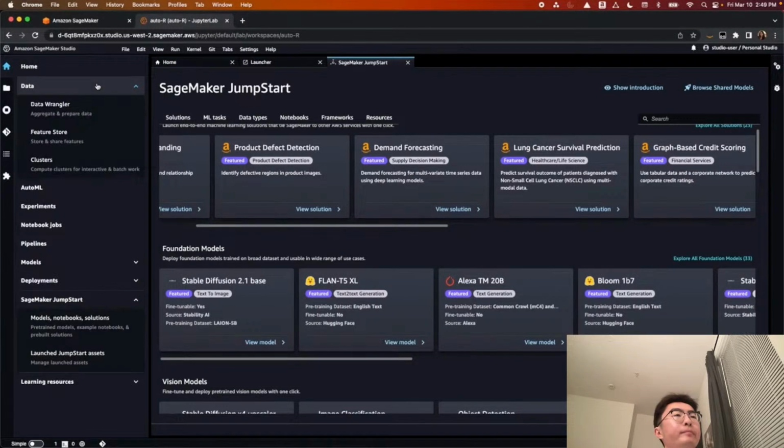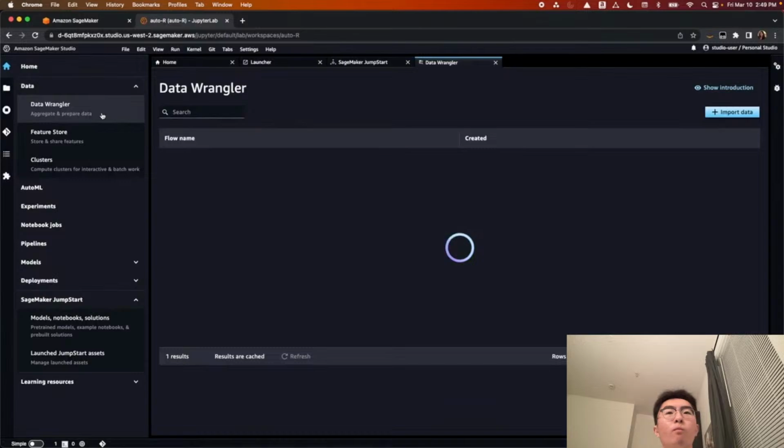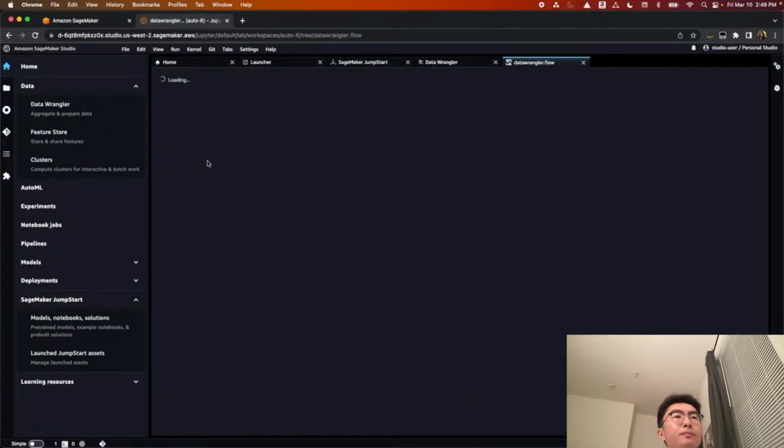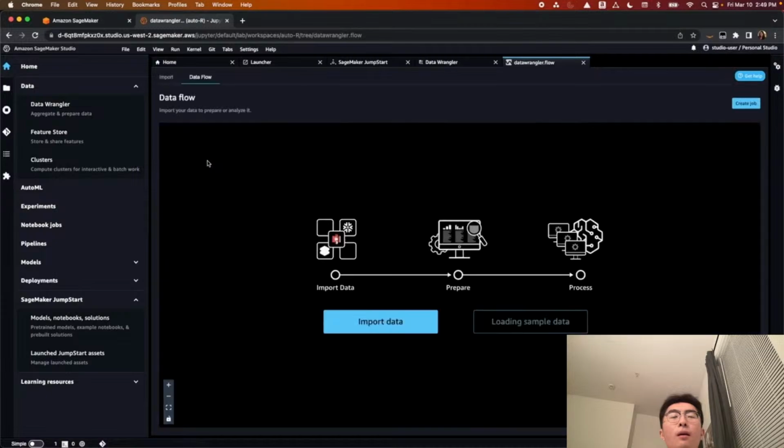At the top, we have the data section. With the Data Wrangler, you can simplify the process of data preparation and feature engineering and complete each step of the data preparation workflow, including data selection, cleansing, exploration, and visualization from a single visual interface.